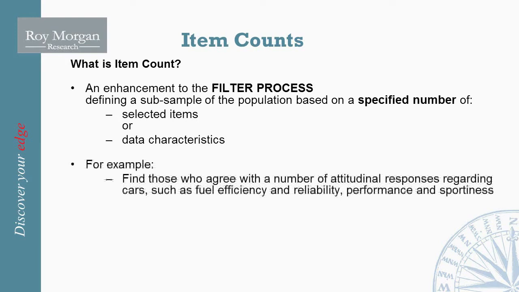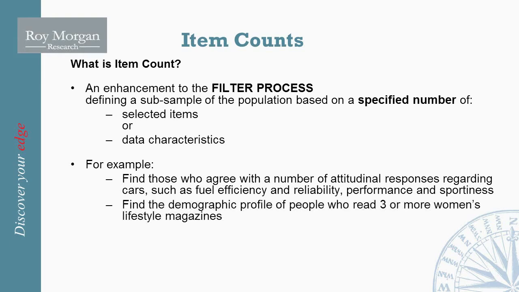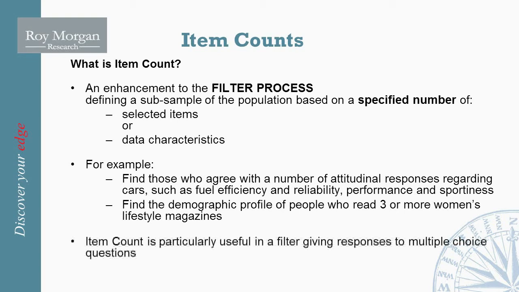So for example, you might be looking at attitudinal statements regarding cars, fuel efficiency, reliability, etc. And you want to filter your table based on people who have at least 5 responses to those attitudinal statements. Alternatively, you might be looking for the demographic profile of people who have read at least 3 or more women's lifestyle magazines. Item count is particularly useful in a filter giving responses to multiple choice questions. And item counts may also be used in Profiler, setting up your target or your reference groups.